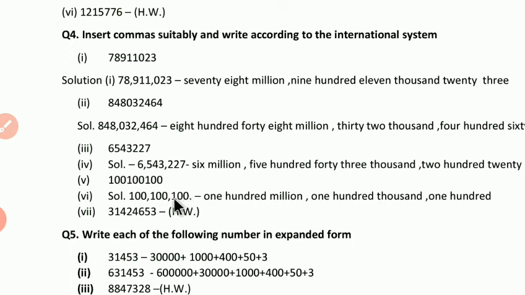Fifth one, 100100100. Same, we will place the commas after 3 digits. So 1, 2, 3, 1, 2, 3. Here also 1, 2, 3. You can see that ones, tens, hundreds, thousand, 10,000, 100,000, million, 10 million, 100 million. It means 100 million. Then its place is 1001. So 100,000 and 100.